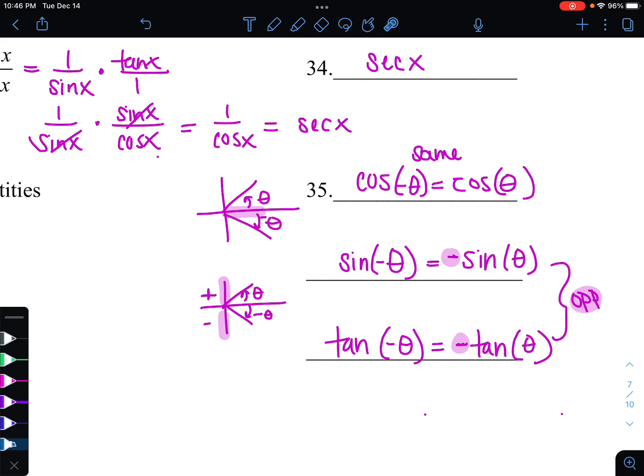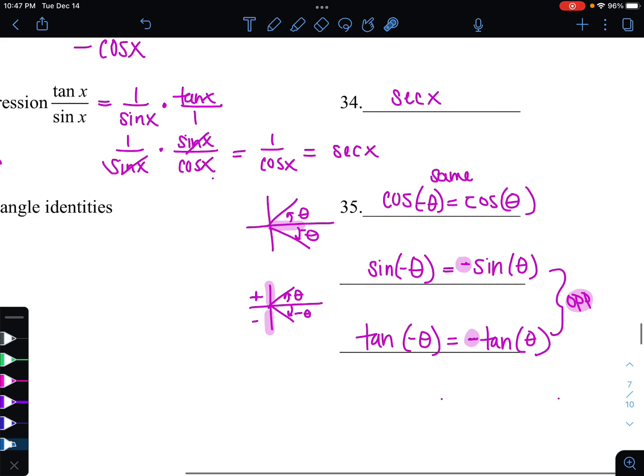So sine of theta and then sine of negative theta have opposite signs. Same thing with tangent, because when you're going from the first to the fourth quadrant, or maybe from the second to the third, or vice versa. Now, the only one that stays the same is our cosine. So cosine of theta or positive theta, both are going to stay the same. So your negative angles for cosine will stay the same. Your negative angles for sine and tangent will flip their sign.